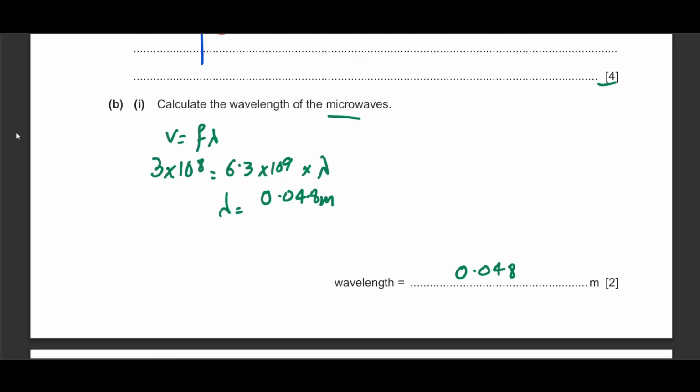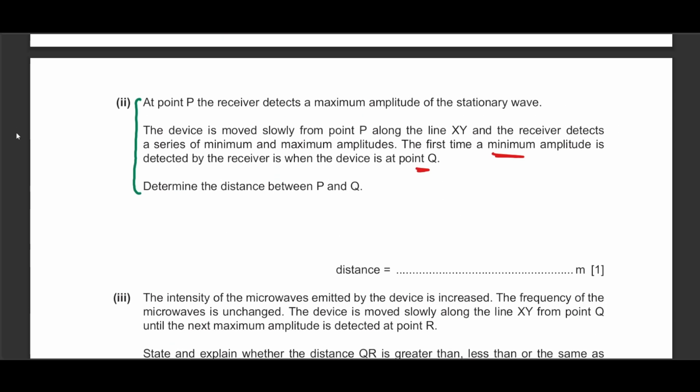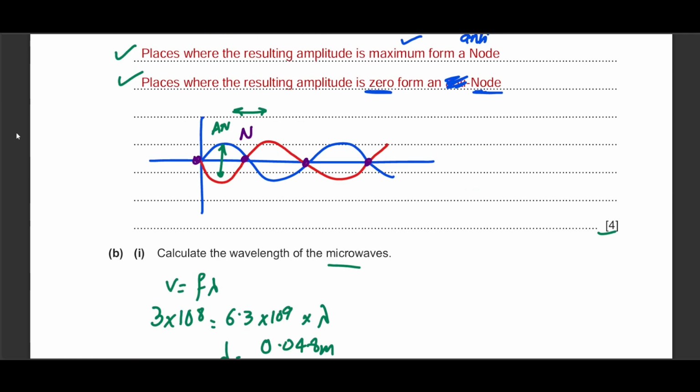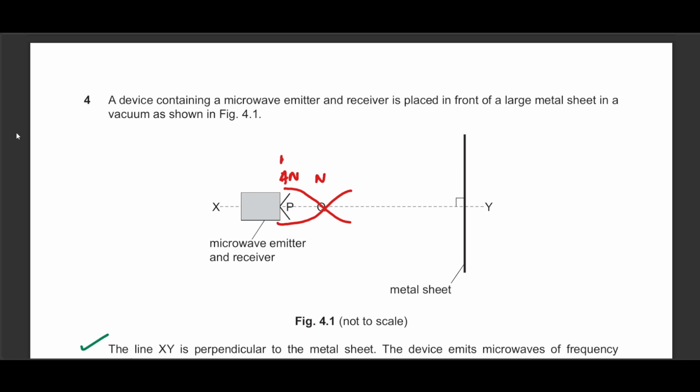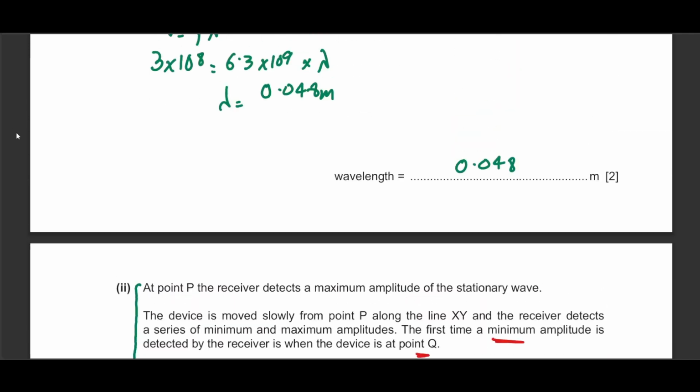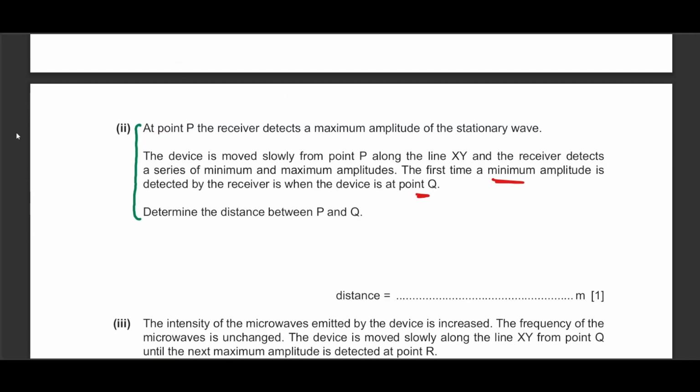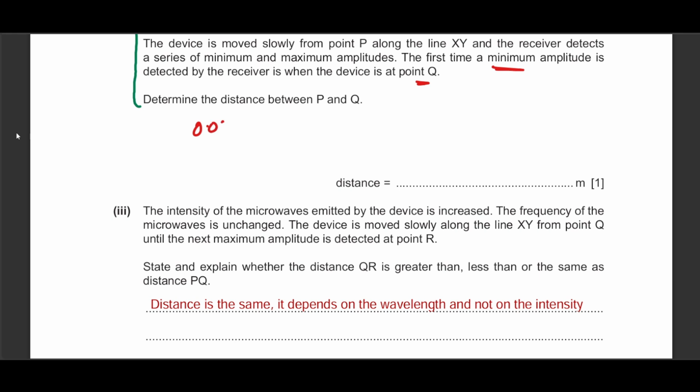So now he says, determine the distance between P and Q. Now notice that this distance, PQ, looks like just a quarter of a wavelength. Since I found the wavelength in the previous part, which is 0.048, what I can simply do is 0.048 divided by 4. This is 0.012. This format of question is very, very common.